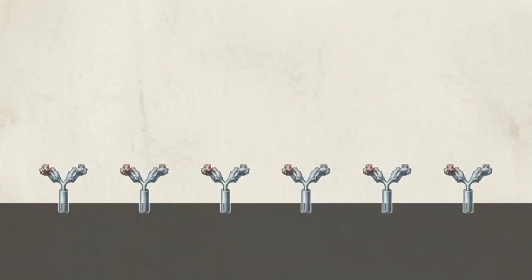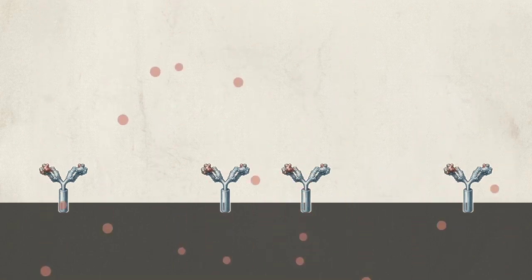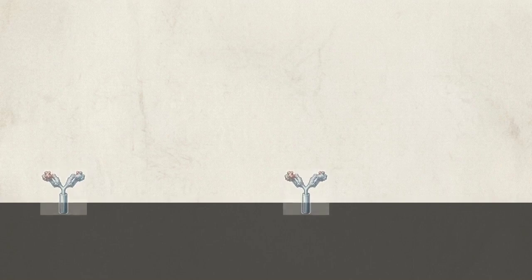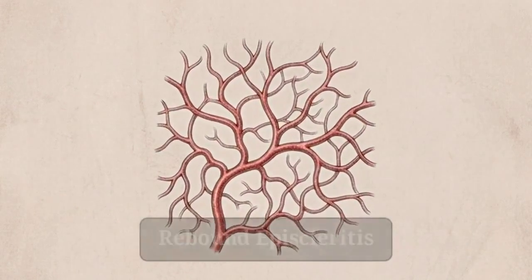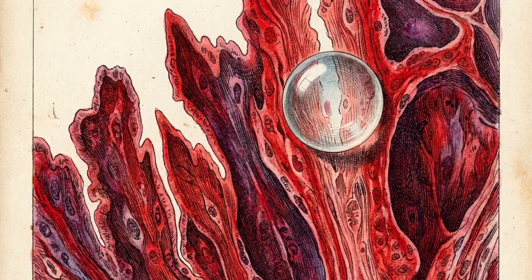As vasoconstrictor molecules bombard the tissue, cells adapt. They downregulate their alpha receptors, removing them from the cell surface. When the patient stops the drops, the remaining receptors fail to maintain normal tone. Vessels expand massively, causing severe secondary redness, rebound episcleritis. Treating an inflammatory condition purely symptomatically with vasoconstrictors actively worsens the underlying cellular pathology and delays actual healing.